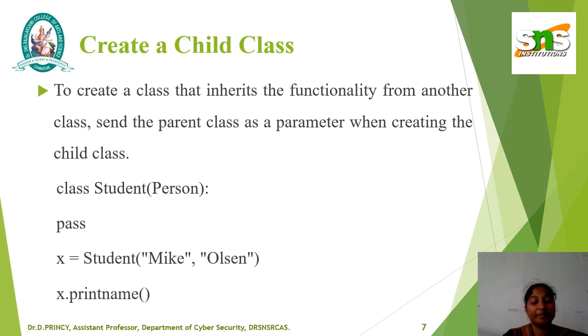Then I'm assigning the values. I'm creating an object of the child class, x = Student("Mike", "Olsen"). I'm passing two parameters. Here in the child class, I don't have any parameter, but in the parent class we have two parameters. So that method is invoked when I'm printing the name, and it is displayed as the result.